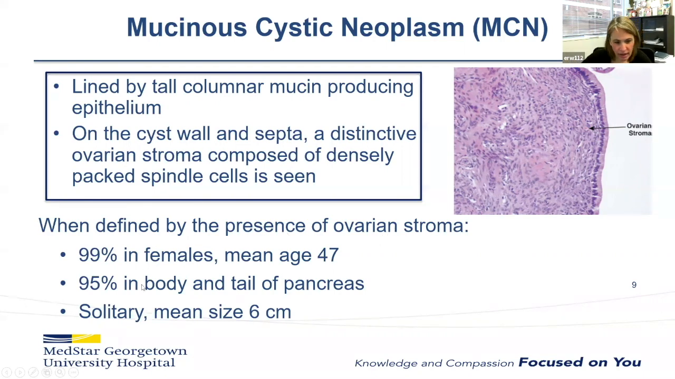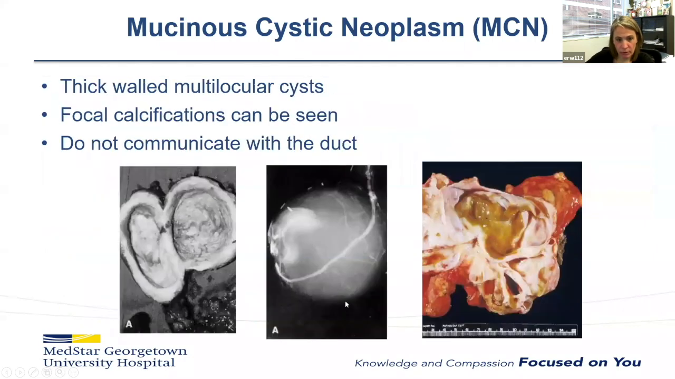It's not completely, but very strongly in the body and tail of the pancreas in the vast majority of cases, and usually solitary and slightly bigger in size than what we think of most side branch IPMNs. So MCN, specific entity, important to remember. I think this is a good mental picture of it.